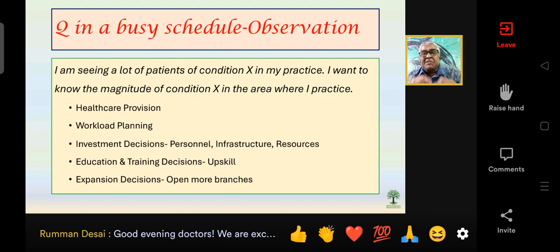It also tells you, well, if I'm seeing more of this, do I need to upskill myself? So it takes you to the realm of, do I need to improve my education, my training decisions? Do I need to attend a CME? Do I need to attend a workshop? All those come into play. These are things that we do routinely. And expansion decisions. Do I need to open more branches in certain other areas because there are pockets of this magnitude in different areas? So all this comes into the picture.